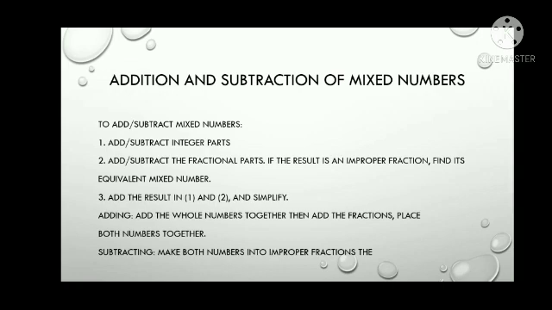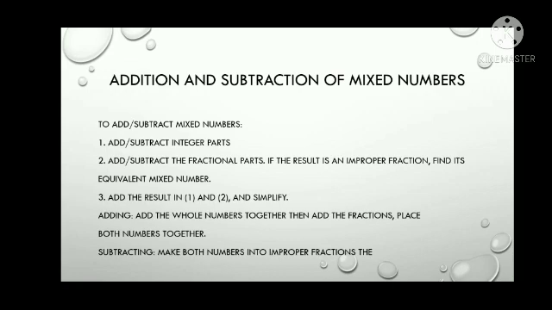Addition and subtraction of mixed numbers. So we have the following steps. With the first step, we have to add or subtract the integer parts. Since we have already noticed that a mixed number is composed of a whole number and a fraction, those whole numbers, pwede natin silang i-add. Then next is to add also the remaining fractions. So yun yung isang paraan para mas mapadali nating ma-i-add or ma-i-subtract yung mixed numbers.